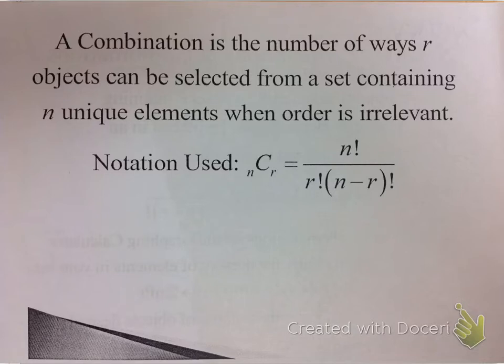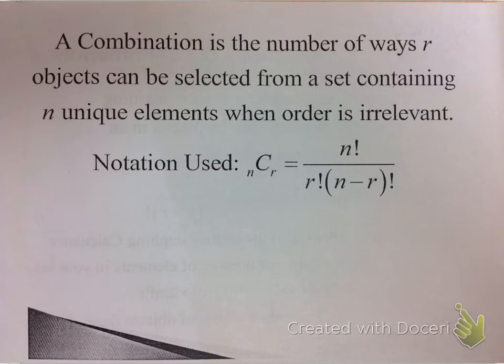Okay, so a combination is the number of ways that you can choose r objects from a group of n unique elements, but order's not going to matter. So it's like having 20 pieces of candy in a bag and you just want to reach in and grab 3 of them. What are all the ways you could do that? The order doesn't matter. And so that's what we call a combination, not a permutation, because in a permutation, order does matter.